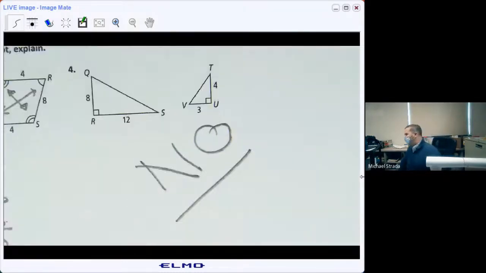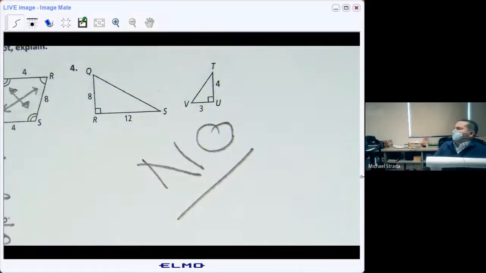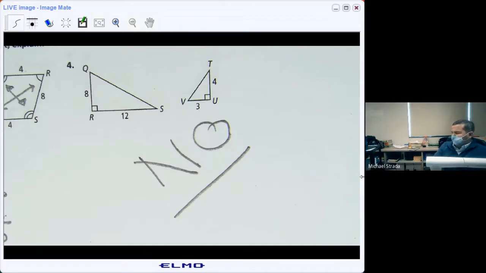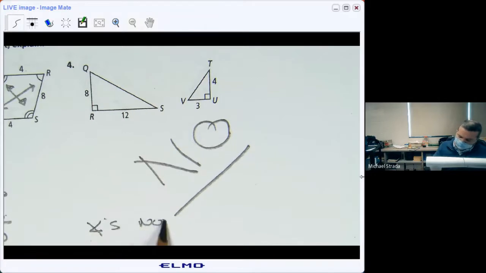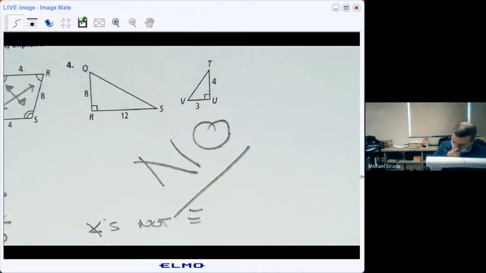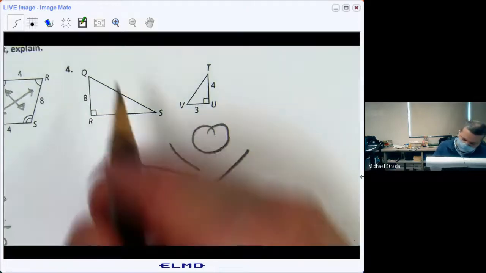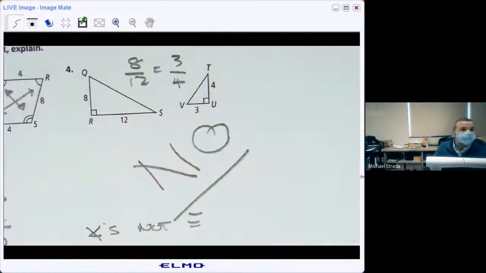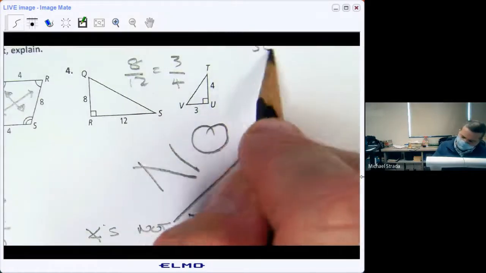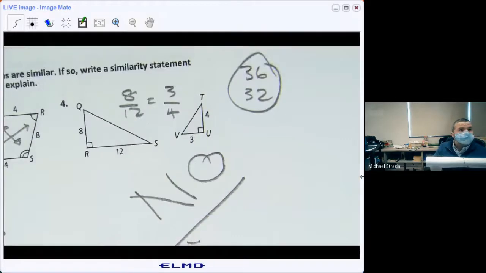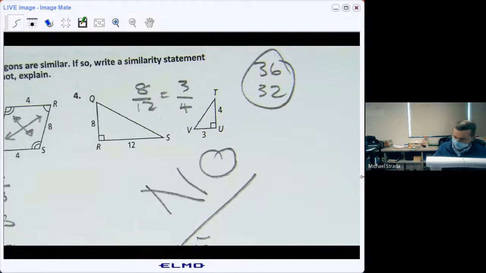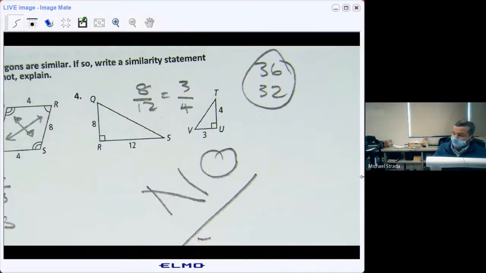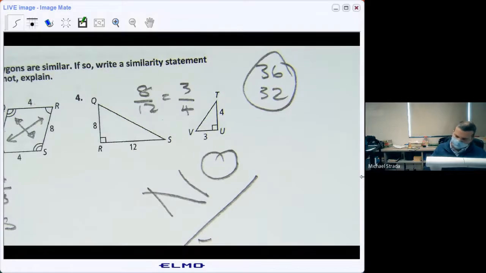No, they're not. And there's two reasons. Number one, are they both right triangles? Yes, but do they give you the other angle measures? No. So you don't know that the angles are congruent. Angles, not congruent. All right? But if you try to set up a proportion, you can go 8 over 12, short leg over long leg, equals 3 over 4, short leg over long leg. And when you cross multiply, you get 36 and 32, not equal to each other. I did 8 over 12 versus 3 over 4. That's fine. Whatever gets the job done, my brother.